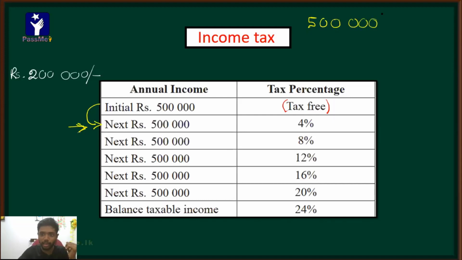As an annual income, this one. He should not have to pay income tax to the government because it's exactly 5 lakhs. Right? He doesn't have to pay any income tax. But the person who earns this amount, 10 lakhs, should have to pay, because it comes to the second category.